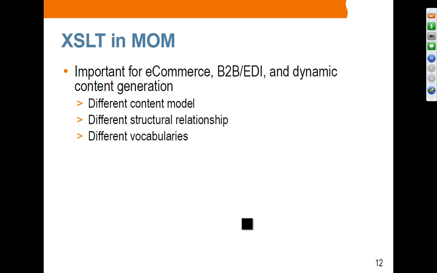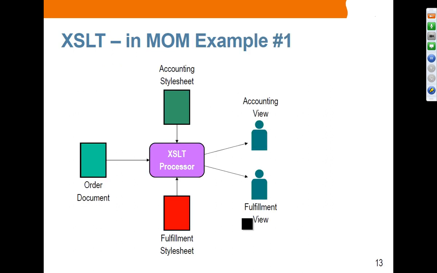So you might want to change the structure of an XML document instance into a format that it needs. Different vocabularies. They might in fact change the vocabulary for the element. For example, instead of using last name, you might want to use a surname or something like that. So this is the MOM case.